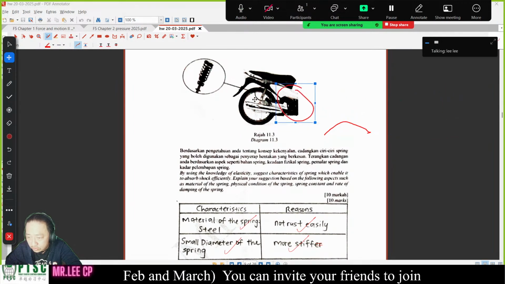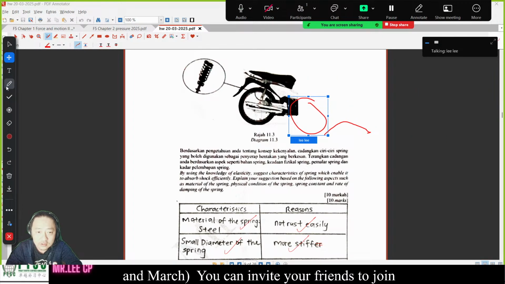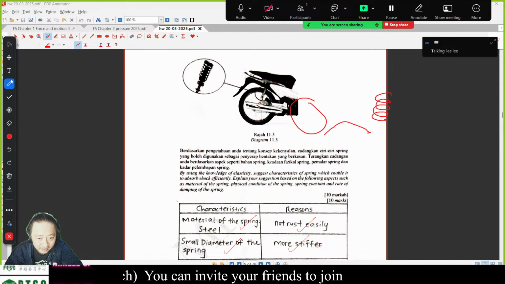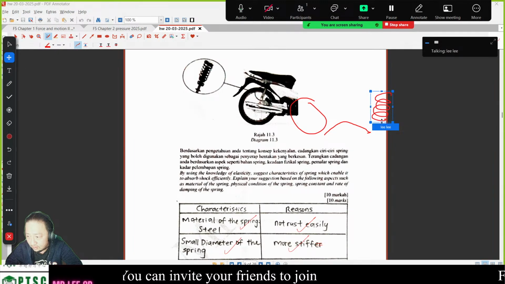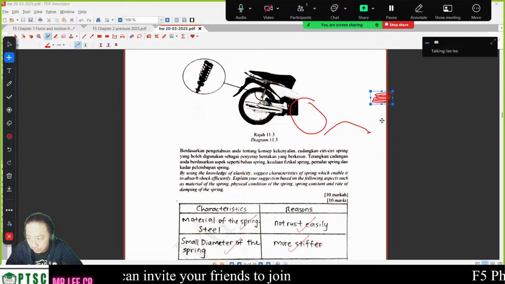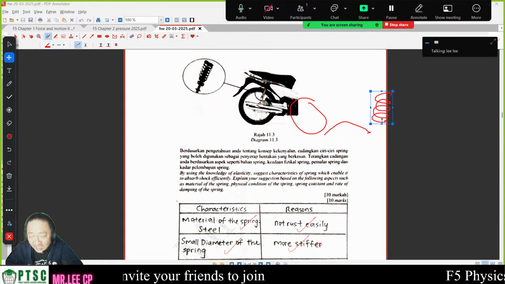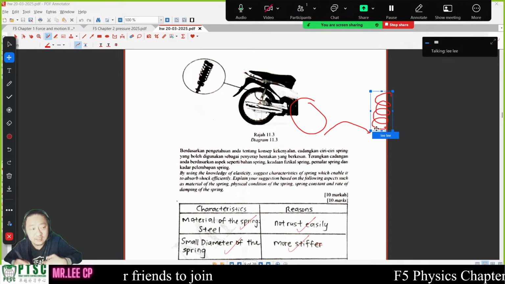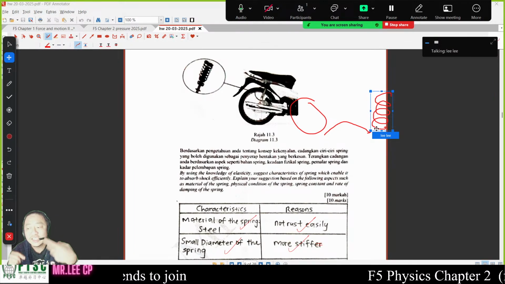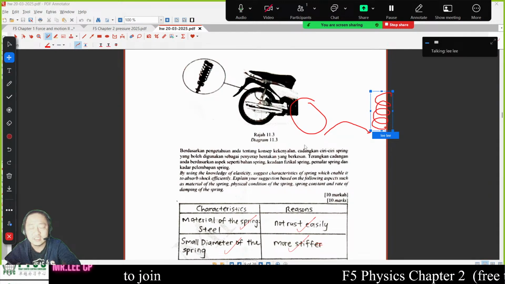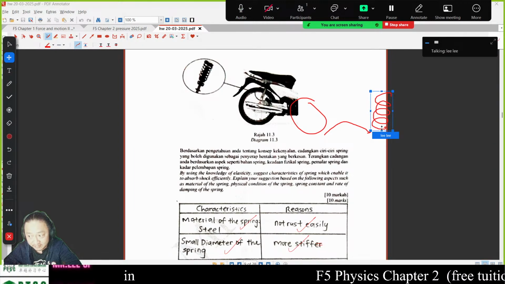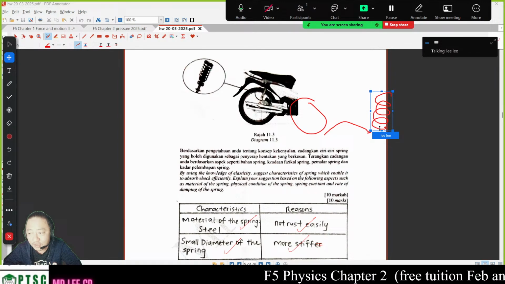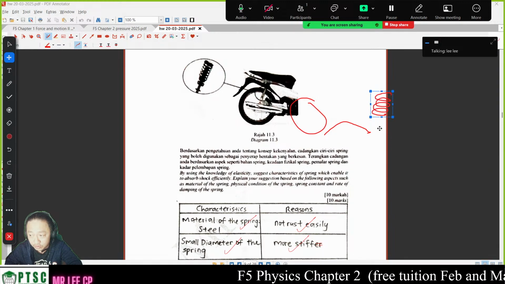So what happened to the spring? The spring here will extend. If the K is higher, it is stiff. It is not easily damping. We said damping. It will not vibrate so many times. So K is stiff. Now, if the K is low, it means it is less stiff.